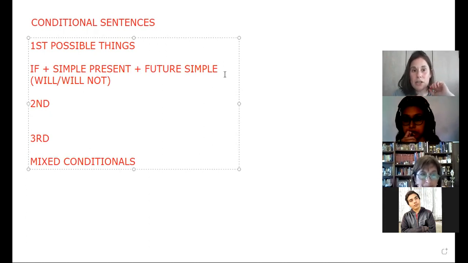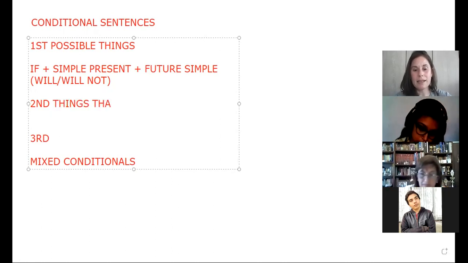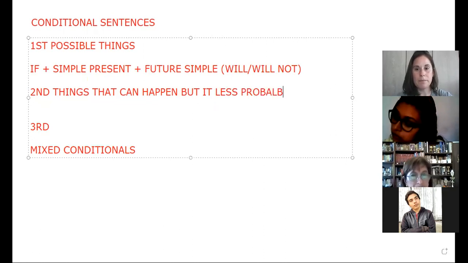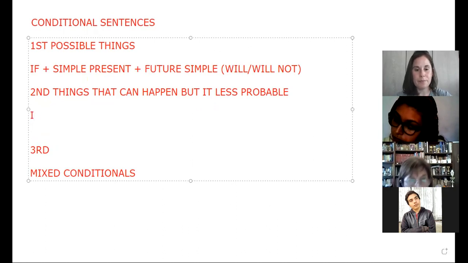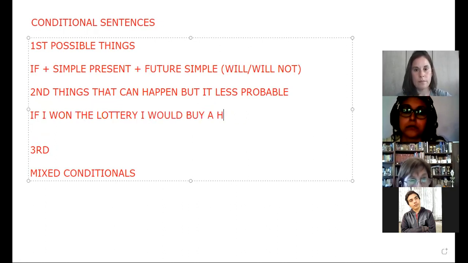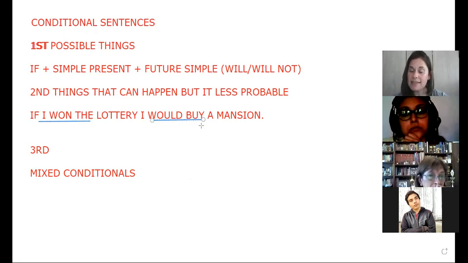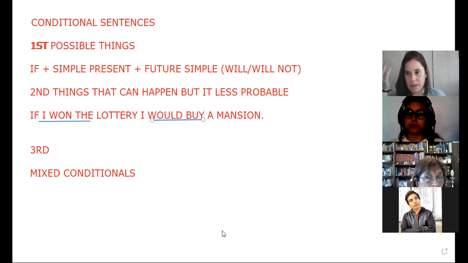Yes. Good. The second conditional, which is the conditional we are going to study today, is to talk about things that can happen, but it's less probable that they happen. Now I will give you an example. Pay attention to this example. It says, if I won the lottery, I could buy a mansion. Is it possible that I win the lottery? Yes, it is, but it's less probable. I mean, it's not super possible. It's 1 in 600, okay?